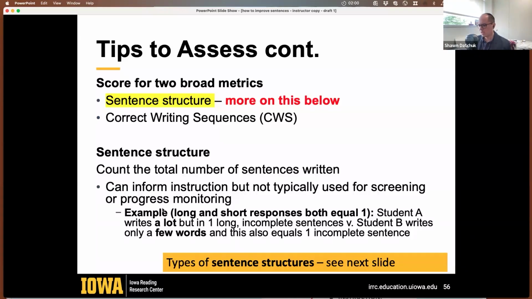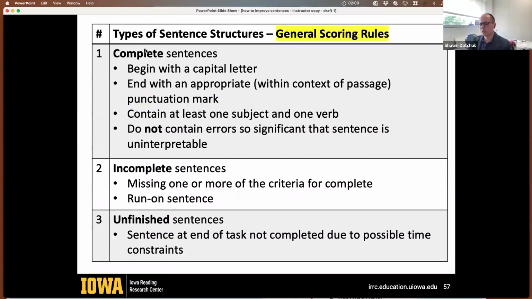The types of sentence structures, just general scoring, is whether or not it's a complete sentence. It begins with a capital letter, has an end punctuation mark, has at least one subject and one verb, and there aren't substantial errors that keep you from telling what's happening. Then there are incomplete sentences, missing one or more of the criteria for complete, or it could be a run-on. There are unfinished sentences, where the time runs out and we can't tell. They might have written a complete sentence, but they just ran out of time.